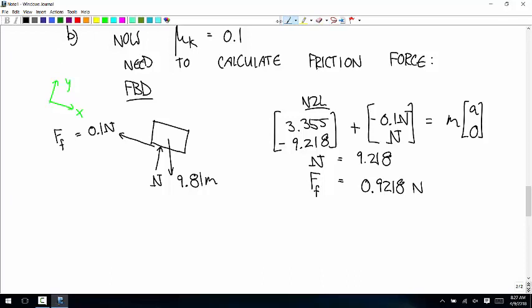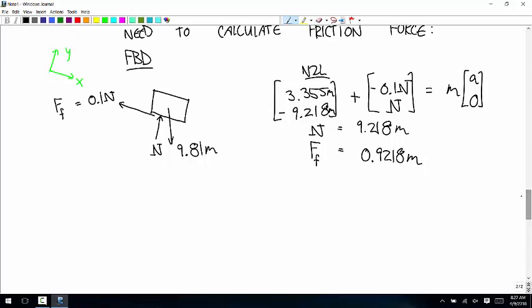That's all from just the trigonometry. 9.81 m. Oh, and this should have an m. Sorry, this should have an m. And so the normal is this, and this has an m in it. Okay, we did that all to figure out that force.